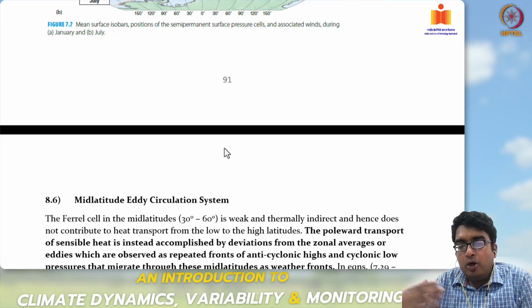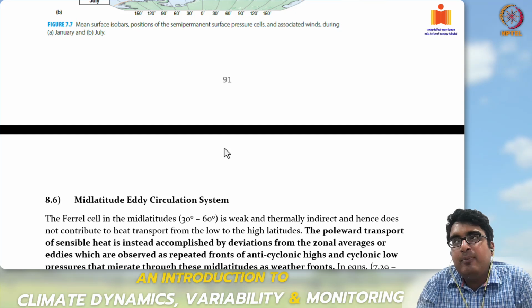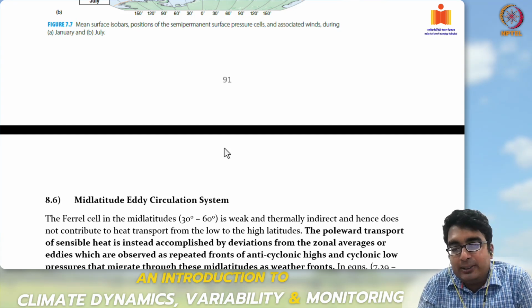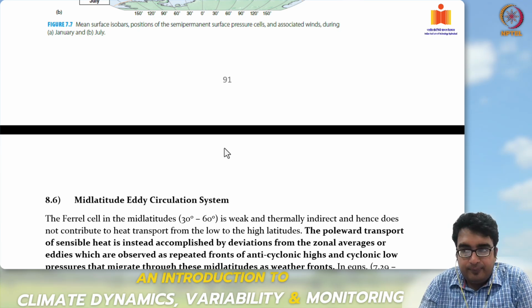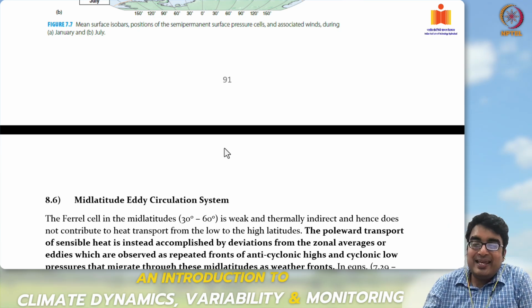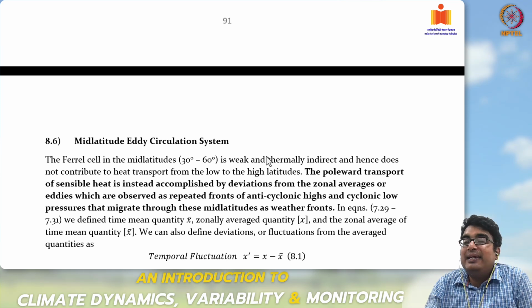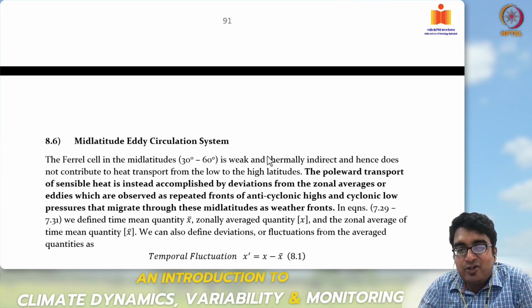This is more to do with what is happening between 0 to 30 degrees north and south latitudes. The mid-latitudes have a very different weather system. The Ferrel cell is weak and thermally indirect and hence does not contribute significantly to heat transport from the low to high latitudes.